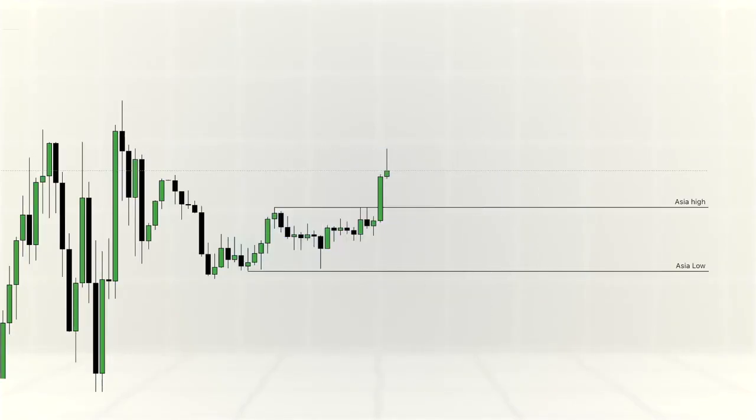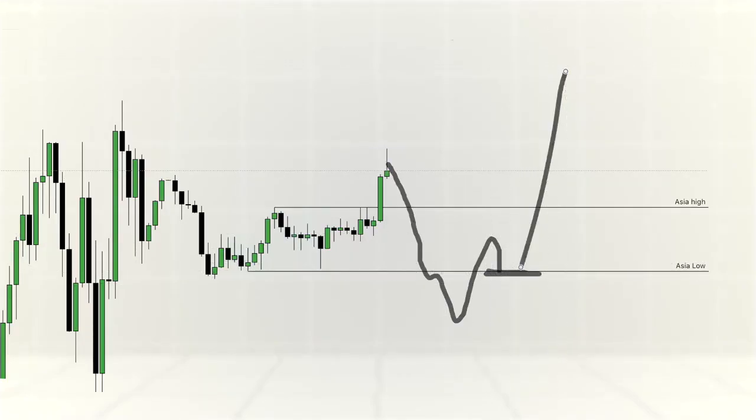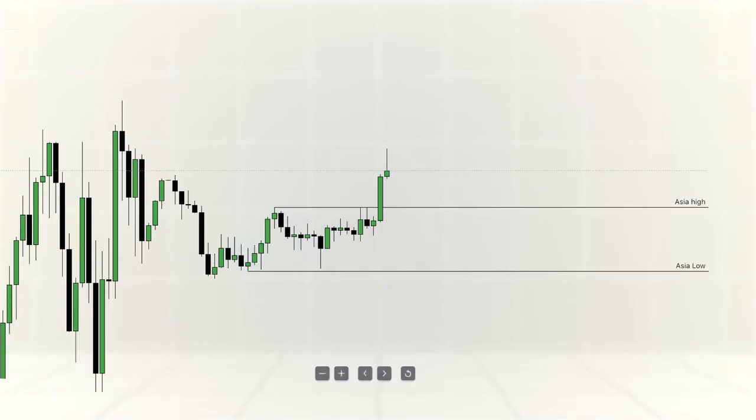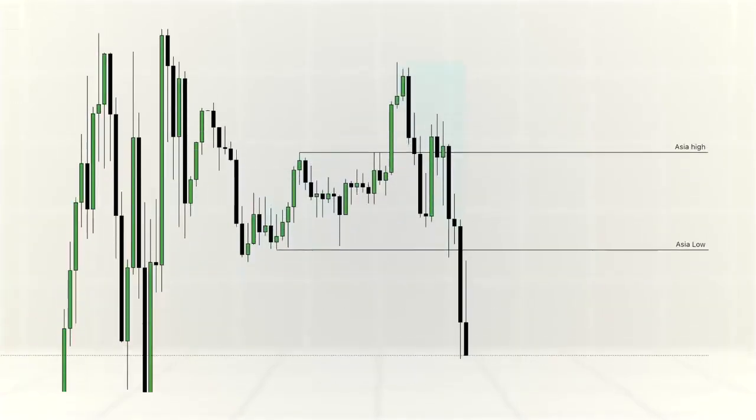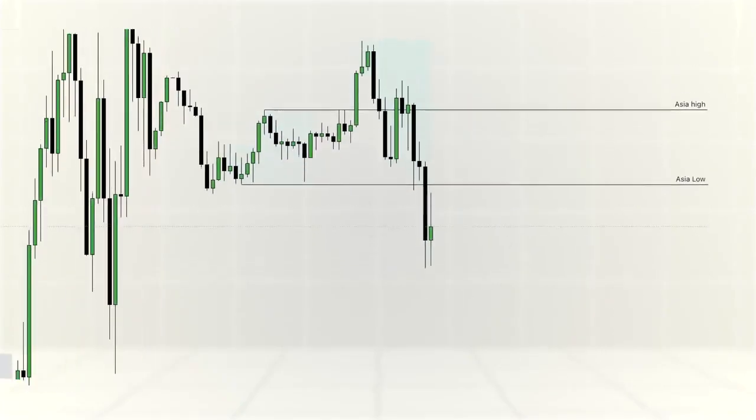So what are we waiting for next? We now wait for price to trade down, take out the Asian low, close back inside the range, and then we look for a long entry from the retest of the Asian low to target higher prices. Let's wait and see how that plays out. As we can see here, price has now taken out the Asian low.